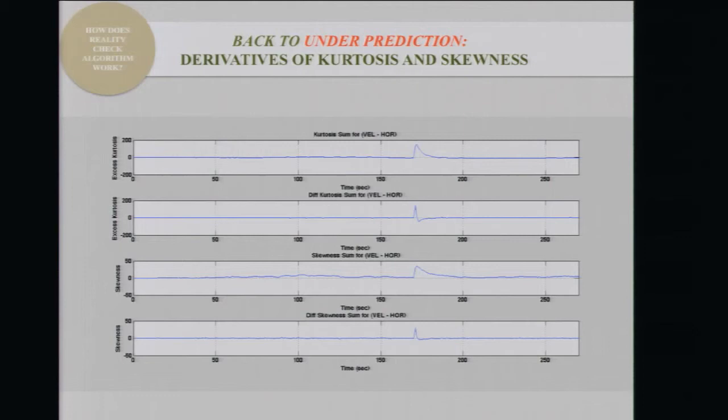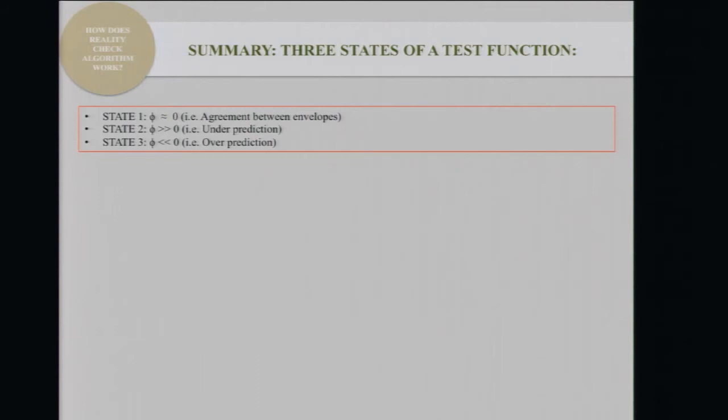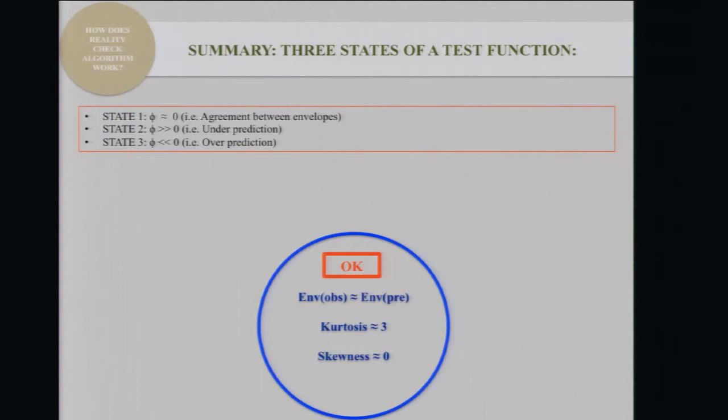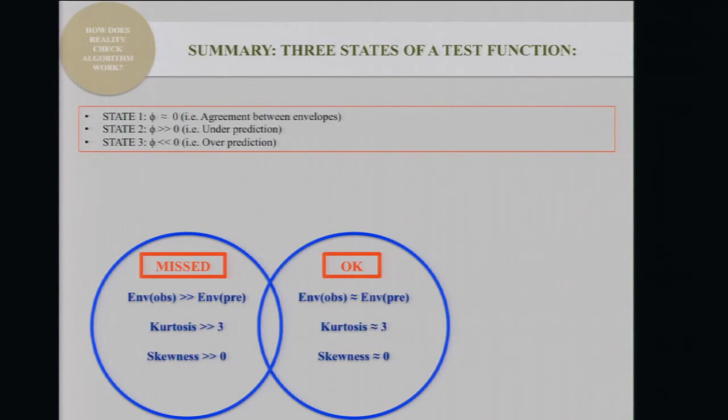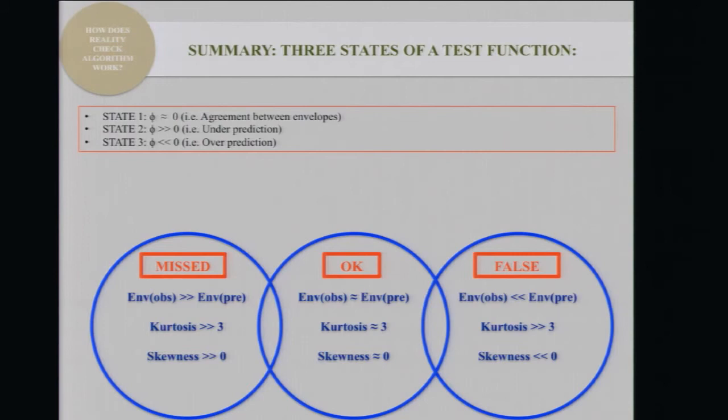So to sum up, a test function can be under three categories. The first one is the ideal case, where the predicted and the observed data are in agreement. Kurtosis is 3, skewness is 0. So there is nothing to worry about, no flags. The other case is where we didn't expect the second event, or where we didn't think there was an event, but there was, where the kurtosis value goes way up and the skewness becomes positive. The third case is the case where we thought there was an event, or where we thought there was actually a certain magnitude, but it turns out it was a really, really small magnitude.